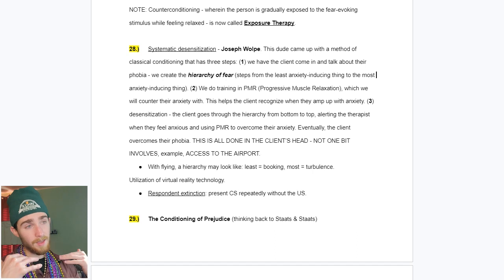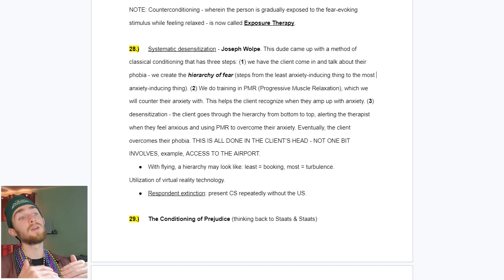We're just sat in the office and we're talking them through it, all right, from bottom to top. And each time they start to feel anxious, they use progressive muscle relaxation to overcome their anxiety. Eventually, by talking about their phobias like this, by having to confront the anxiety and combat it with PMR, the client overcomes their phobia. And this is all done in the client's head, all right?